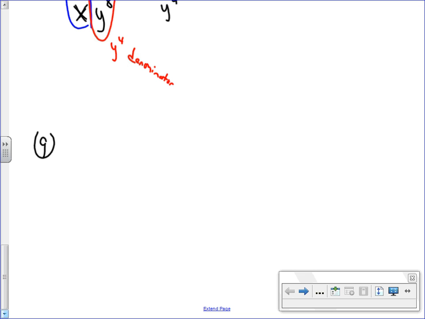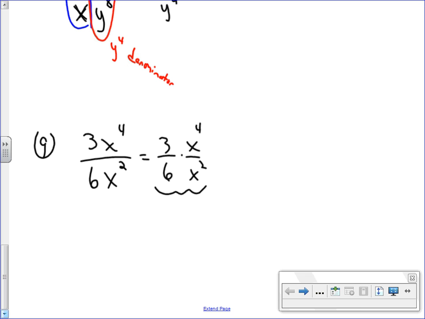You can only do this subtraction rule if both of them have the same base. Let's look at one that's got numbers in it. Oh, coefficients, that's a much better word than numbers. Okay, coefficients. So for this problem, you're going to think of it as two separate problems. 3/6 is one problem, x to the fourth over x squared is the other problem, and you don't have to show this step after you understand what's going on.